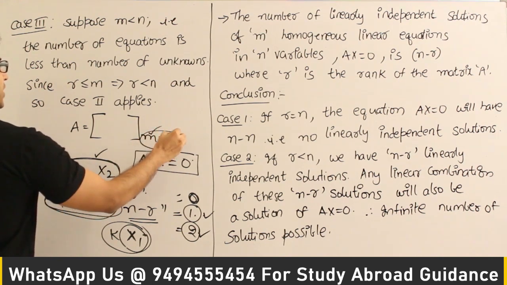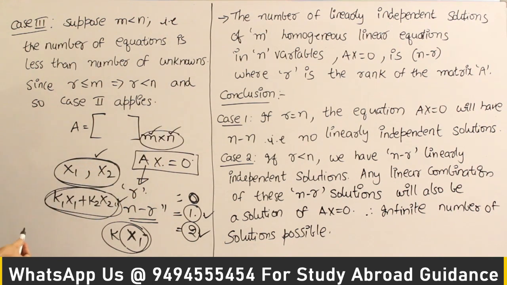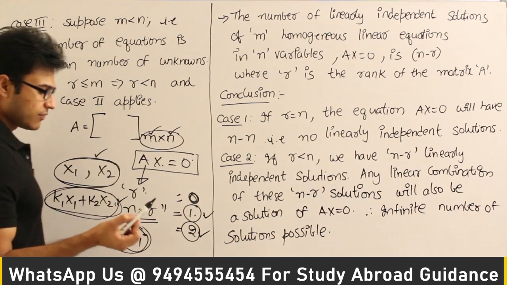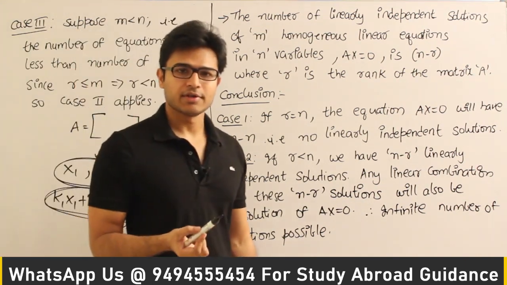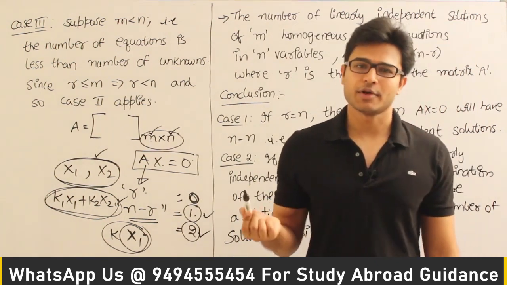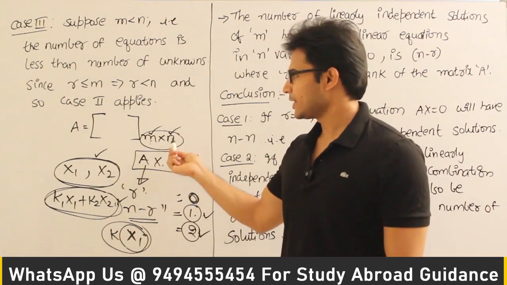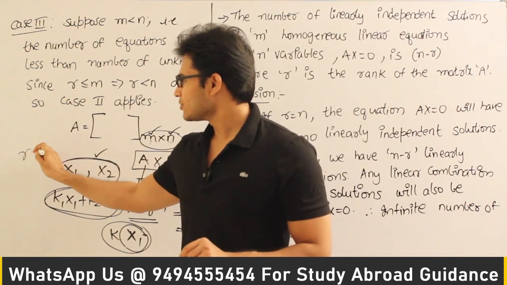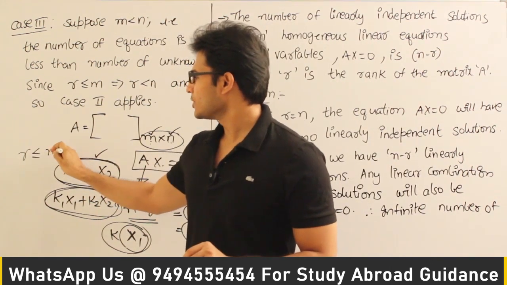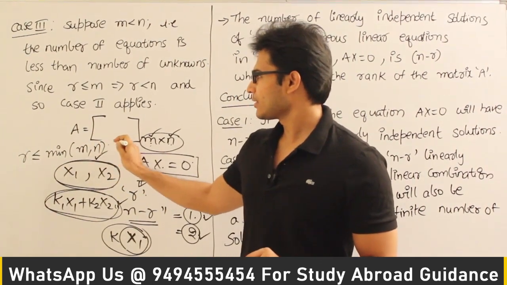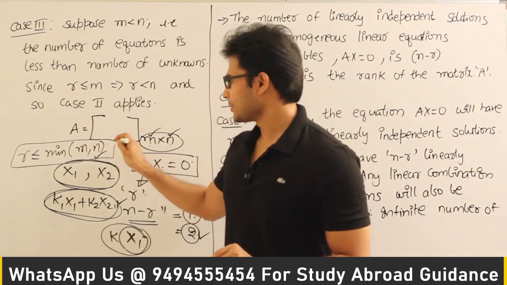m equations and n unknowns, right? So the size is this. Now if m is less than n, I hope that you remember the one point about the rank of a matrix. The rank of a matrix cannot be greater than the minimum of m comma n. If we have a matrix like this, we have already discussed it, if you remember, R should be less than or equal to the minimum of m comma n.